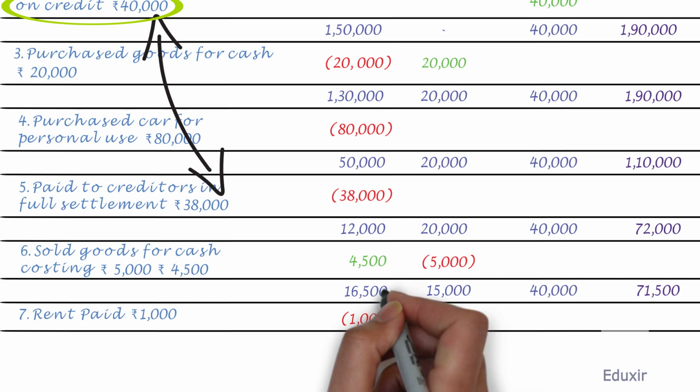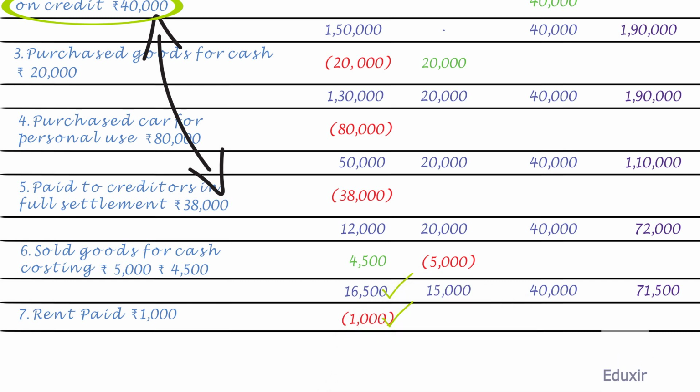Subtracting 1,000 from the existing cash of 16,500, the business now has a cash worth 15,500. There is no change in the stock of goods and it remains the same as 15,000. There is no change in the machinery and its worth will remain the same as 40,000. The total of all the assets would be 70,500.